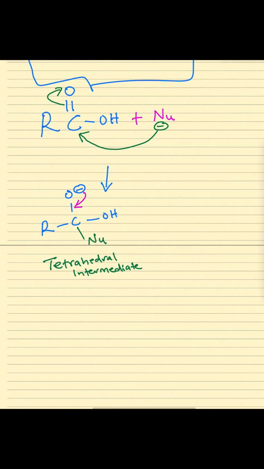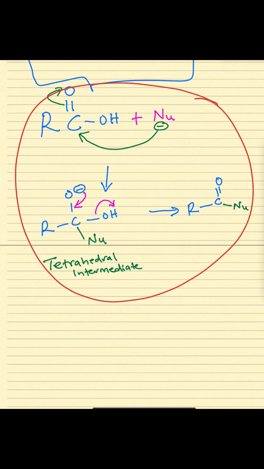Now if this is under basic conditions, the next step will involve the minus charge on oxygen coming back to form a double bond, and at the same time the OH group leaving as an OH minus, which will result in a double bond to that oxygen, and now we've lost the OH and we're only left with the nucleophile. So I'll go ahead and label this as under basic conditions.